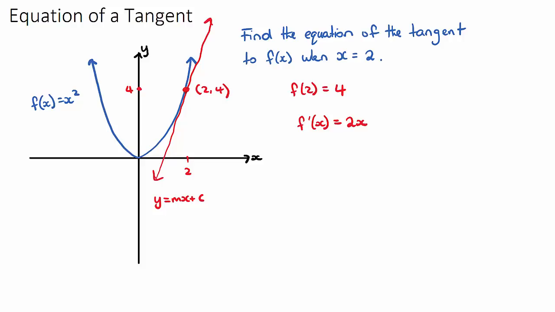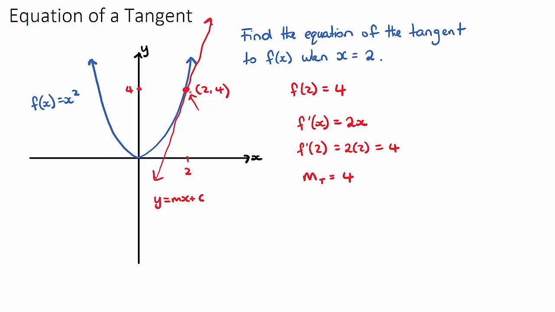And we want to find the slope at this exact point here, because that will be the slope of our tangent. And that exact point has the x value of 2. So if I sub in 2 into my derivative, I'll get 2 times 2, which is 4. And what that means is the gradient, which is m, of the tangent when x equals 2 is 4.